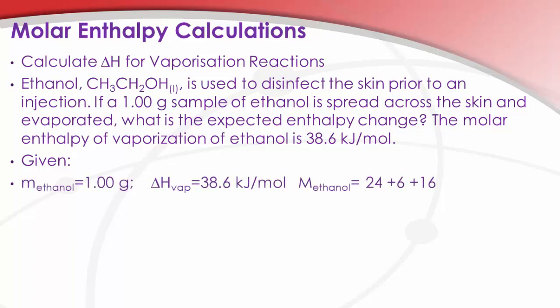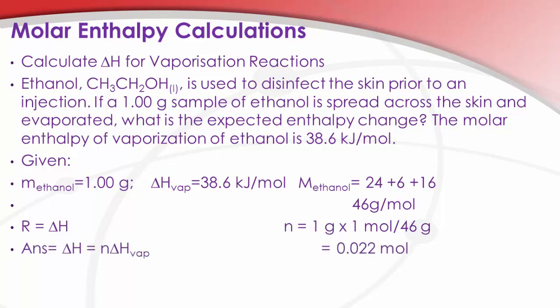So then we can collect our givens. Our mass of ethanol is 1 gram. Our heat of vaporization is 38.6 kilojoules per mole. And then we need to get out the periodic table and figure out the molar mass of ethanol, which is 46 grams per mole. Given this, we can calculate the number of moles of ethanol. So that's 1 gram over 46, call it 0.022 moles of ethanol.